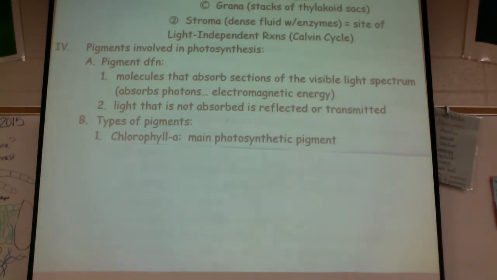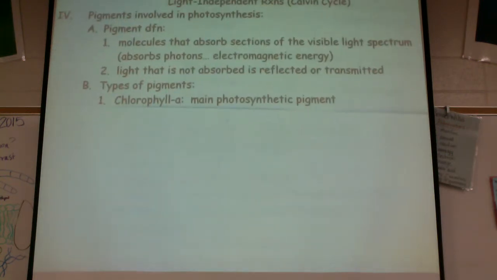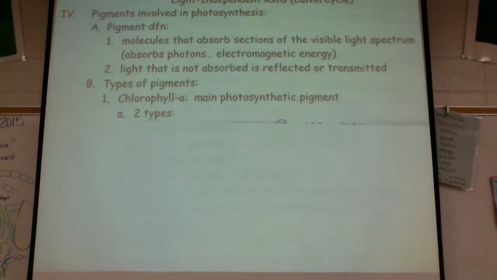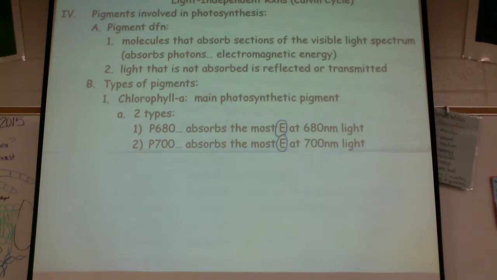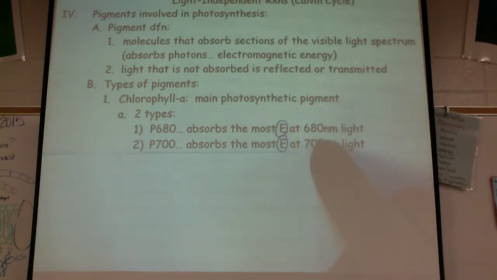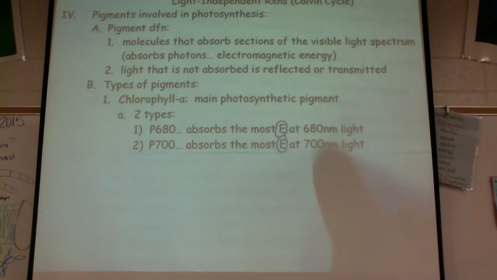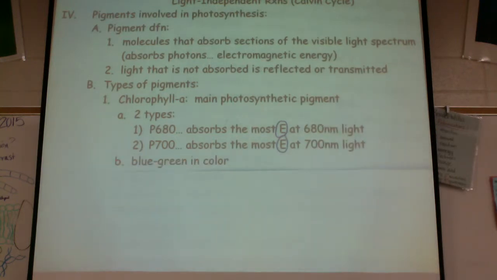Types of pigments. There's chlorophyll A. That's the main photosynthetic pigment. That's why they put it with a name. There are two types. There's P680 and P700. And what that means is it's just describing what wavelength of light it absorbs most efficiently, okay? So remember how there's a photosystem 2 and a photosystem 1? Photosystem 2 has P680, photosystem 1 has P700, and that's why they're a slightly different green color, and they're absorbing slightly different wavelengths. Okay, so they're blue-green in color.